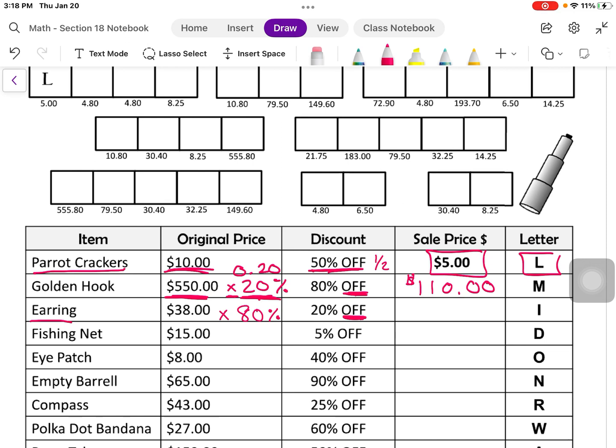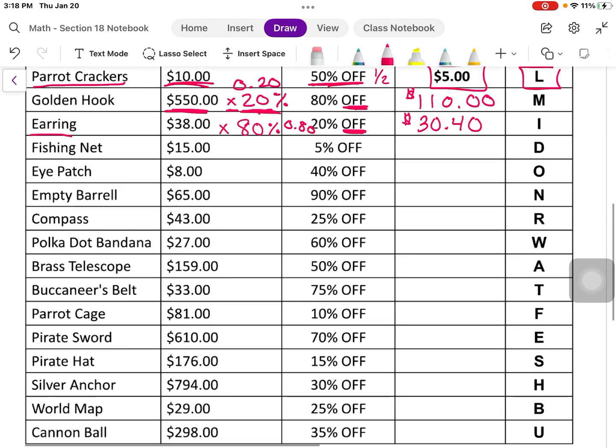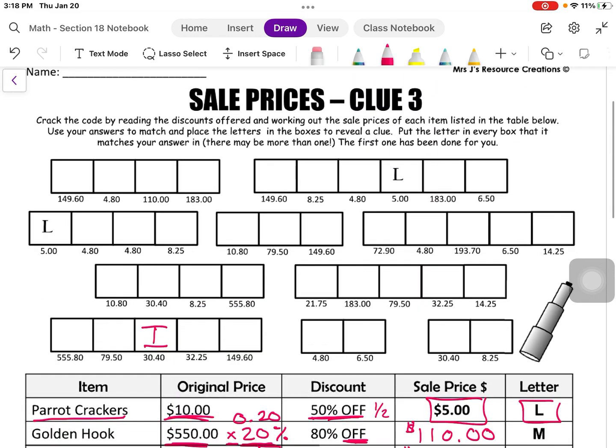Remember, if I'm punching it on my calculator, I'm going to take 38 times the decimal version, which would be 0.8. And when I take 38 times 0.8, I end up with a decimal. I got $30.40. So I go up in my puzzle, find $30.40, and that's where I put the letter I. All right, go ahead, try the rest of them for clue 3. Hit pause, go do them, and then come on back.